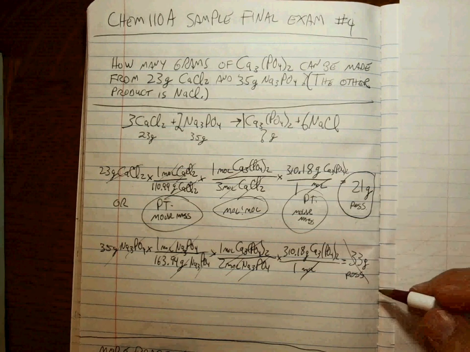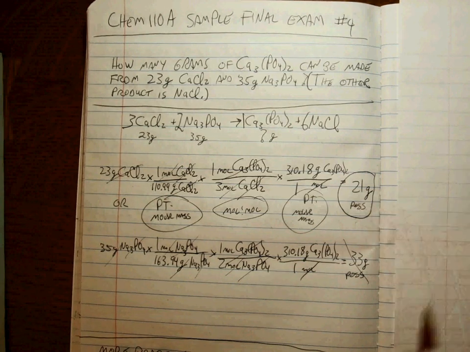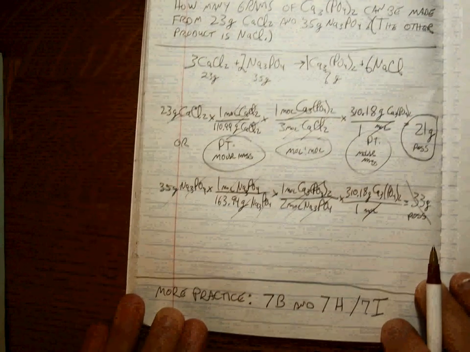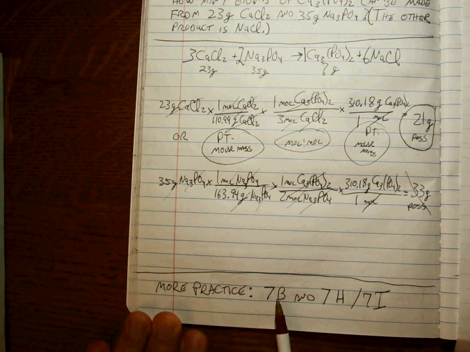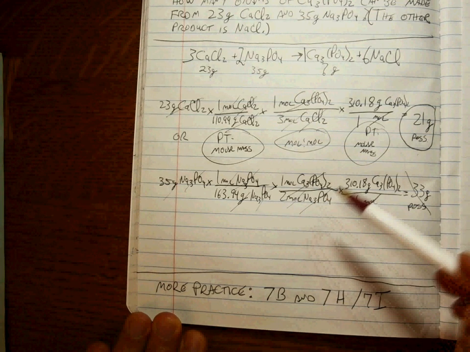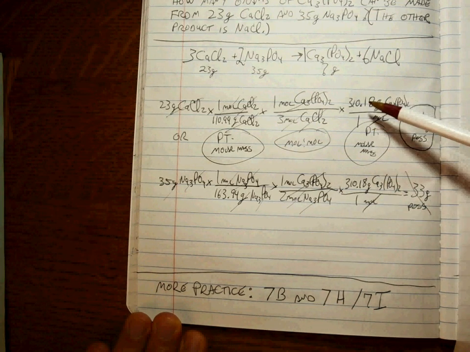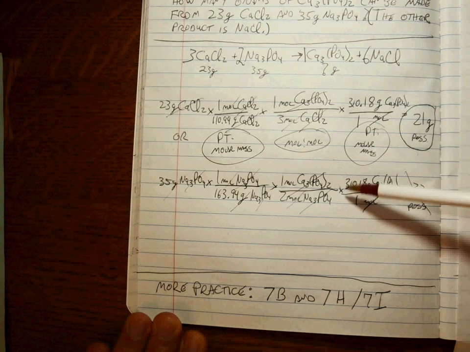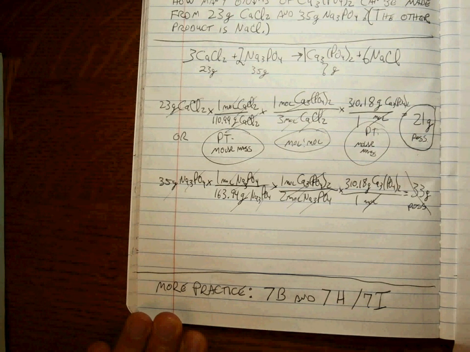That's a test calculation. You want to practice this some more. 7b for balancing equations. 7h and 7I for doing mass stoichiometry calculations and limiting reagent problems. Have at it. Good luck.